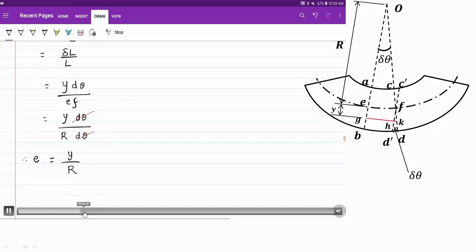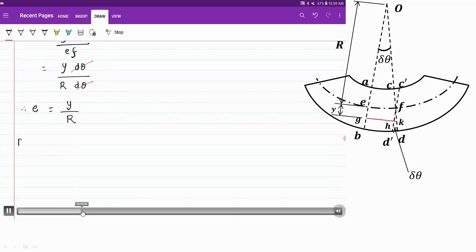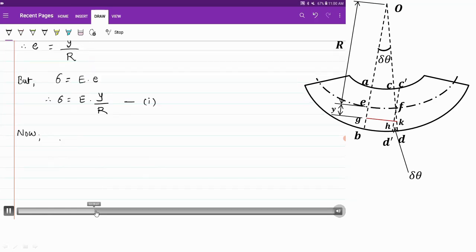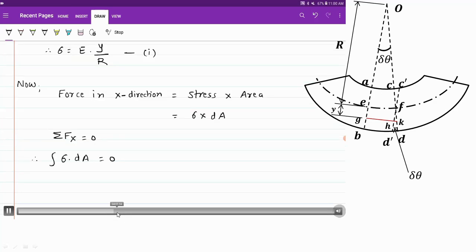Now this is the value of longitudinal strain, but we know that according to Hooke's law, stress is directly proportional to strain. So substitute the value of e, that is y upon R. Now you can transfer this y to the other side. So we can say that sigma upon y is equal to E by R, or keep this as equation 1. Now force is nothing but stress into area, dA. Now substitute the value of sigma from equation 1.